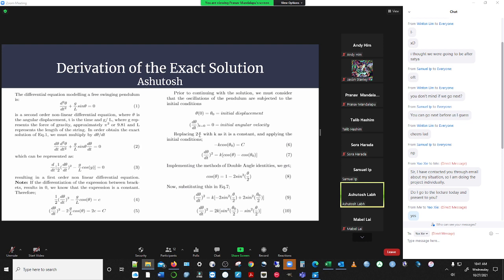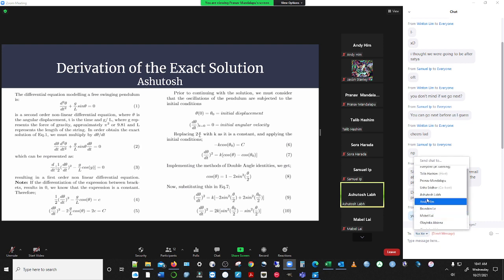Now, moving forward, we have half d theta over dt squared. We get rid of the half by multiplying by 2 on the left-hand side and on the right-hand side, and that's how we end up with equation number 5: d theta over dt squared minus 2g over L cos theta equals 2c. Now 2c is still a constant, so we just name it capital C.